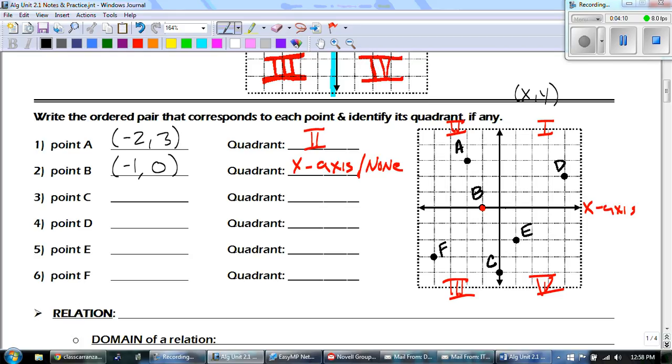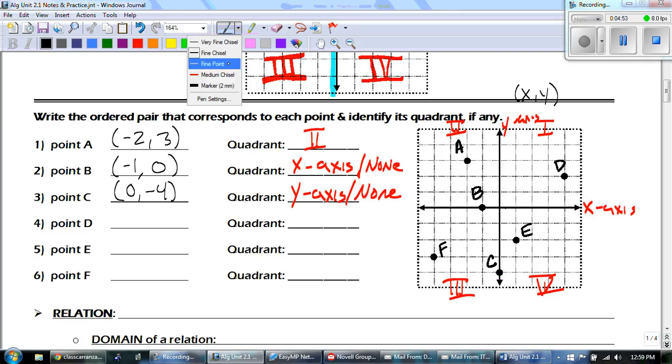Now point C. Do you guys see where point C is? Right there. Is it in a quadrant? No. This one's on the y-axis, and so it is none. But directions to get there? Remember, the x tells me left or right, so I don't move at all, but I have to go down 1, 2, 3, 4. So 0, -4.